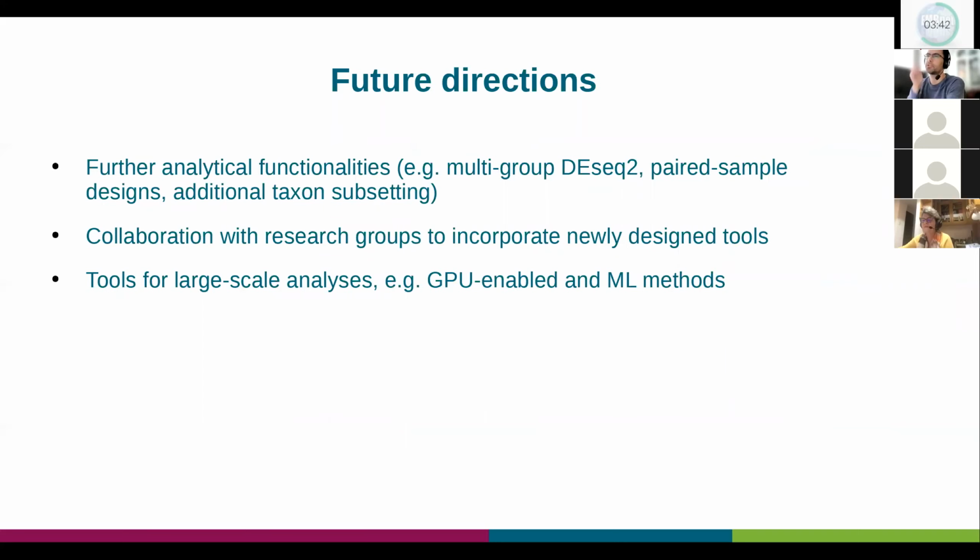So for future directions, we're looking at adding some analytical functionality. So this is the first iteration at the moment. So something, for example, we want to bring in is paired sample designs. So that would be quite good for us, I think. And then collaborating with different research groups to incorporate new tools. So I think Leo Lahti is here. We hope to work with Leo in the future, for example.